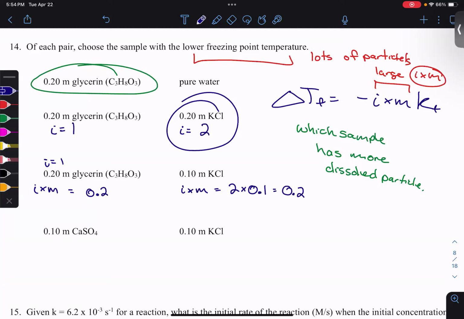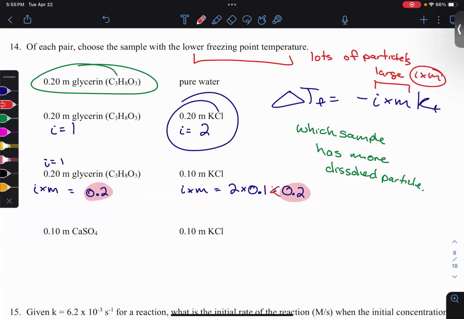But yeah, do you remember deviations from the Van 't Hoff factor? I don't know, but you need to for the exam. So at first glance, you might look and be like, oh, they both have the same I times M. They both have the same freezing point depression, but they don't. One of them deviates from the Van 't Hoff factor, and which one is it? KCl. So what is its I times M? Is it greater than 0.2? Nope, it's less, because what is ion pairing?